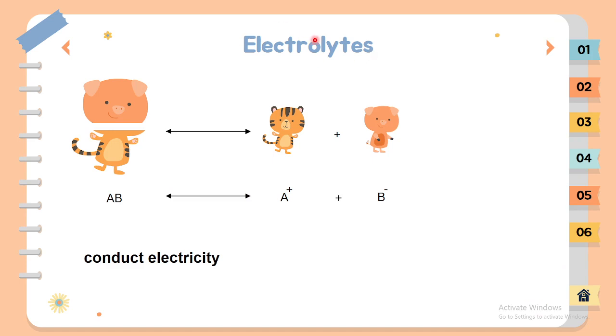So, electrolytes. As you can see here, this is just an example. And when you put them in water, they dissociate into two different ions, a positive and a negative ion. And these ions can conduct electricity. That's why we call them electrolytes.